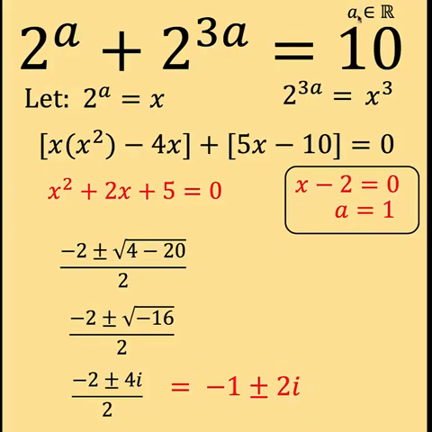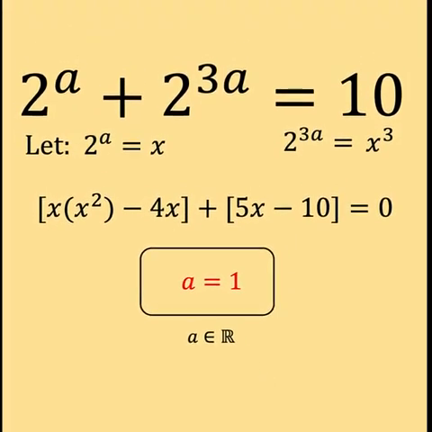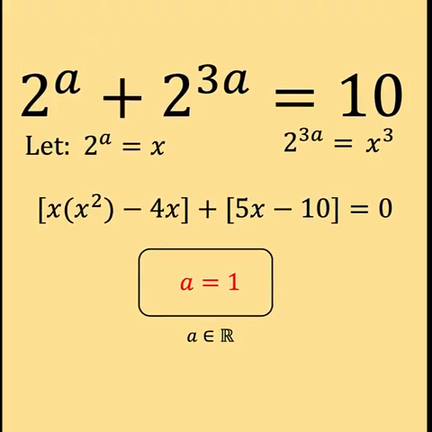And since our a here is required to be an element of the set of real numbers, then negative 1 plus or minus 2i, although these are roots of the given equation, will not be accepted as the answer to this problem because of this restriction. a must be a real number. And so for our final answer, the value of a is a equals 1, which confirms what we already thought to be the value of a.